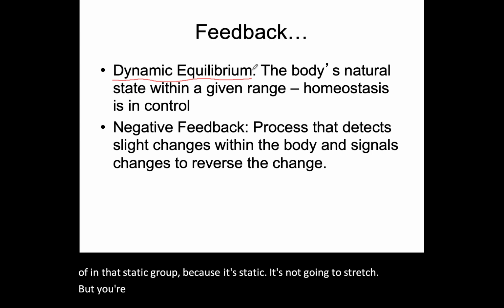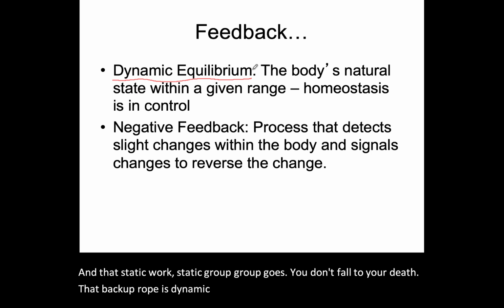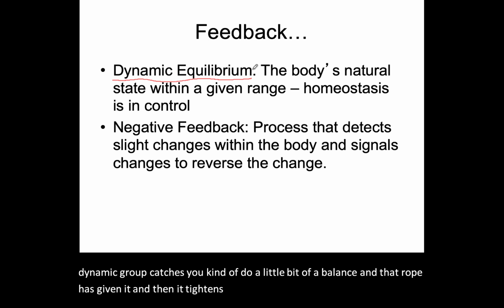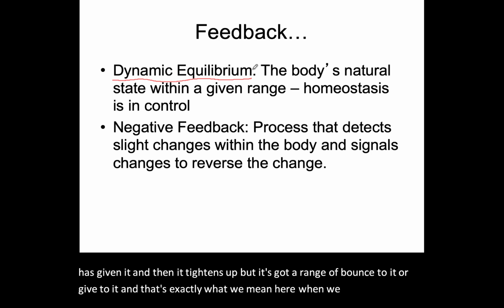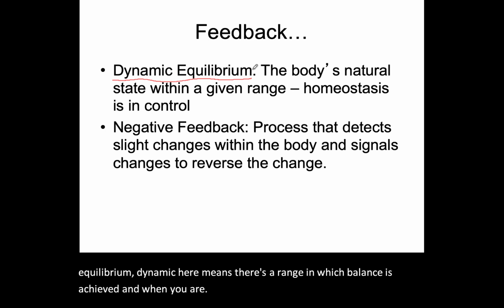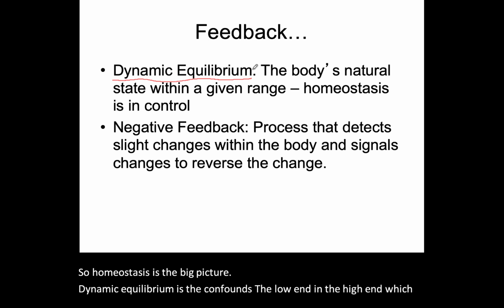But you're also anchored with this secondary backup rope, so that if for some reason the belayer drops the rope, and that static rope goes, you don't fall to your death. That backup rope is dynamic rope. When that dynamic rope catches, you do a little bit of a bounce, and that rope has give in it, and then it tightens up. It's got a range of bounce or give to it. And that's exactly what we mean when we say dynamic equilibrium. Dynamic here means there's a range in which balance is achieved. And when you are in balance within that range of acceptability, you've got homeostasis. So homeostasis is the big picture. Dynamic equilibrium is the confines, the low end and the high end, in which we achieve homeostasis.